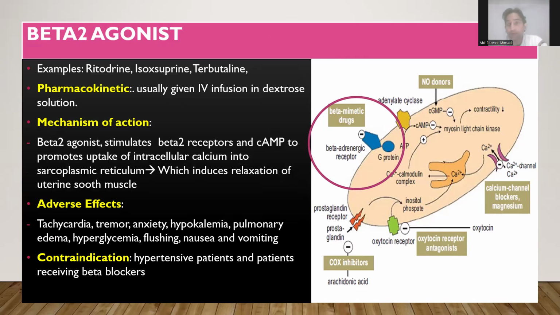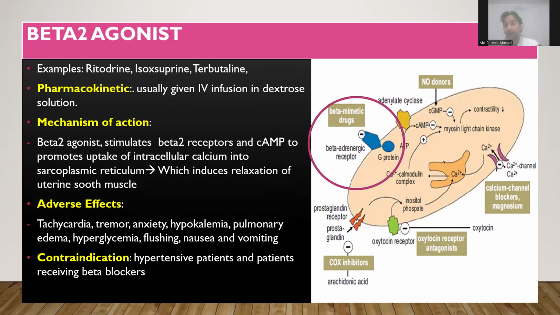Now the mechanism of action. We know that their action is mediated by beta 2 receptors. These are drugs which bind with the beta 2 receptor and stimulate the adenyl cyclase, and adenyl cyclase converts more ATP to cAMP, and cAMP inhibits the MLCK and finally inhibits the uterine contraction. This is the mechanism of action of ritodrine like drugs.